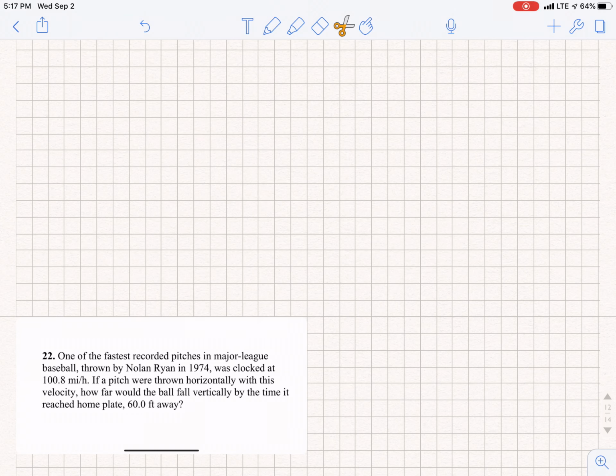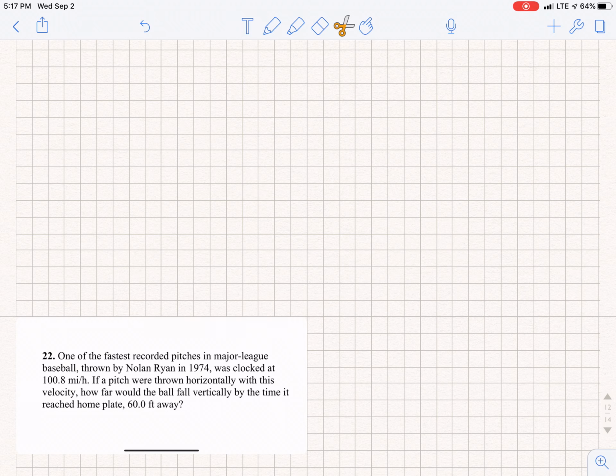In question 22, it says one of the fastest pitches recorded in Major League Baseball was thrown by Nolan Ryan in 1974 and was clocked at 100.8 miles per hour. Now, this is certainly an out-of-date question, as there have been pitchers that have thrown much faster since 1974. However, let's continue with the problem. If a pitch were thrown horizontally with this velocity, how far would the ball fall vertically by the time it reached home plate, 60 feet away?